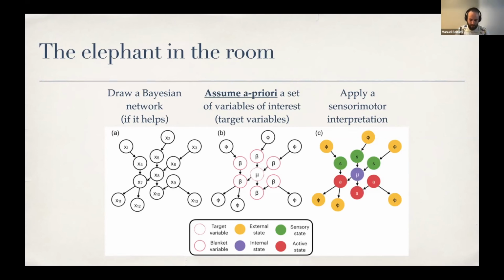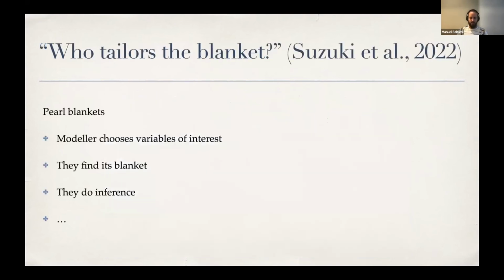Okay, so I'm approaching the end. And here I will be stealing very openly a title that I found absolutely great in one of the commentaries to our paper, and that basically summarizes the thing that I called the elephant in the room in the previous slide. Who tailors this blanket? So in paired blankets, we know that there is a modeler choosing the variable of interest, finding the blanket, and then we apply our inference algorithm, and then we do all of our cool analysis and we can start claiming stuff.